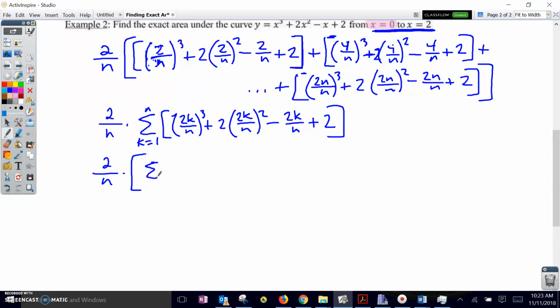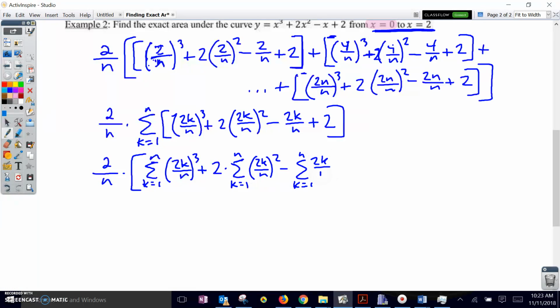It's going to be the sum from 1 to n of 2k over n to the third plus 2 times the sum from 1 to n of the quantity 2k over n quantity squared minus the sum from 1 to n of 2k over n plus the sum from 1 to n of 2. Now I want to simplify all of these things and bring constants out in front.